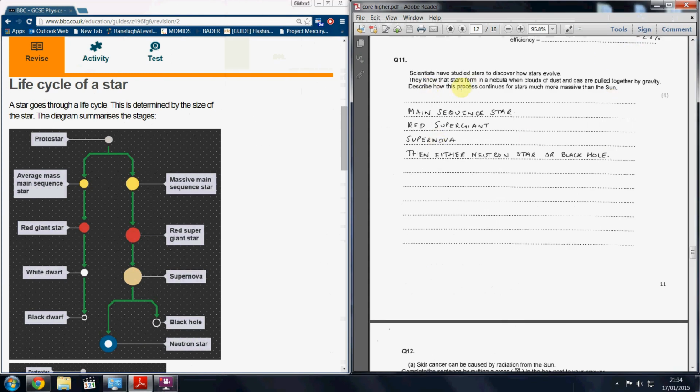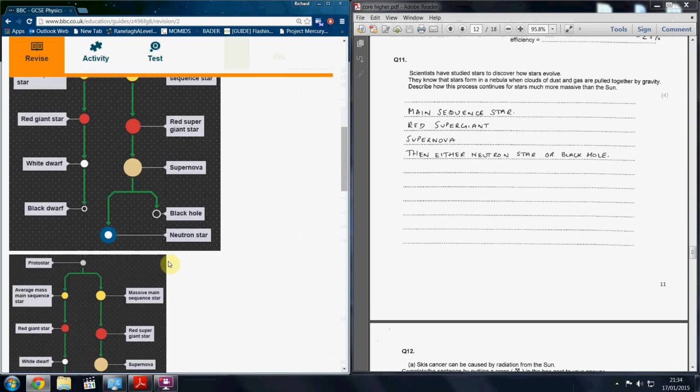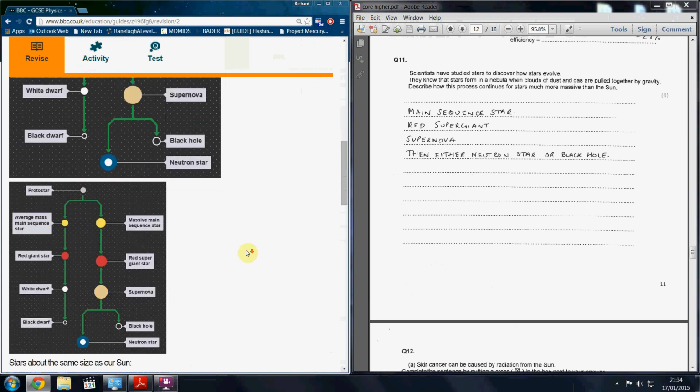The question told us they know stars form in a nebula when clouds of dust and gas are pulled together. Describe how this process continues for stars much more massive than the Sun. So I've gone for, in my answer, main sequence star. They've called it a massive main sequence star, but you don't need to make that difference. If it is a star much bigger than the Sun, which is along here, while a star the same size as our Sun is along this side, it becomes a red supergiant. It then explodes into something called a supernova, and then there's two final options. It'll either become a black hole or a neutron star.